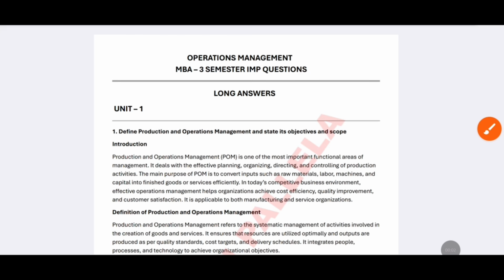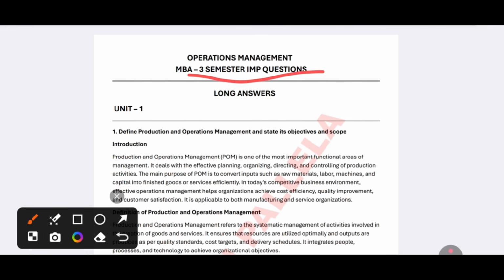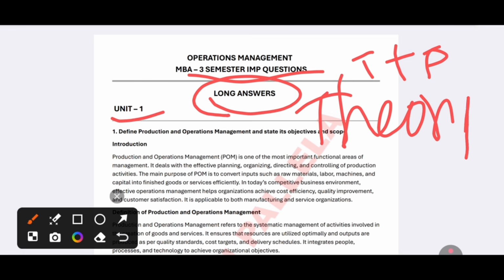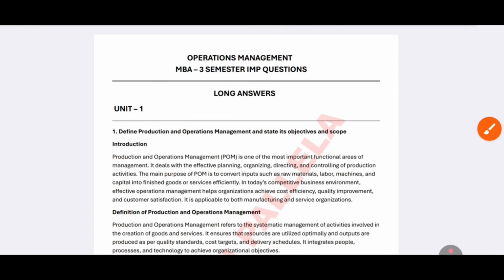So here in this video we are going to discuss the operations management unit number 1 complete explanation. In operations management we have the theory as well as the problematic, but from unit number 1 only compulsory theory questions you need to be prepared. There is no problematic in unit number 1. So by watching this video you can attempt the theory questions which come from this unit in the operations management subject. This is a common paper of MBA third semester.